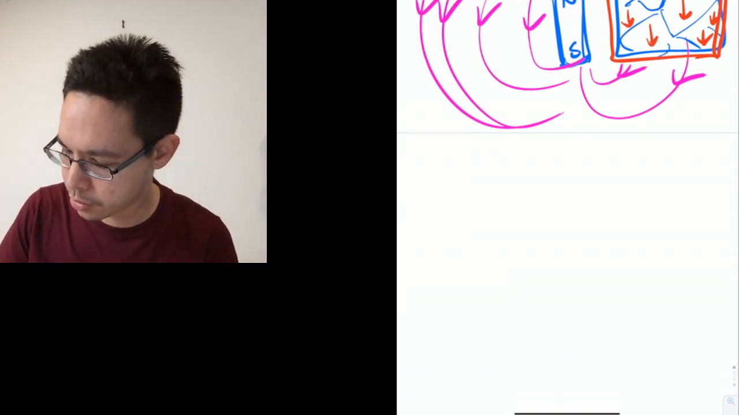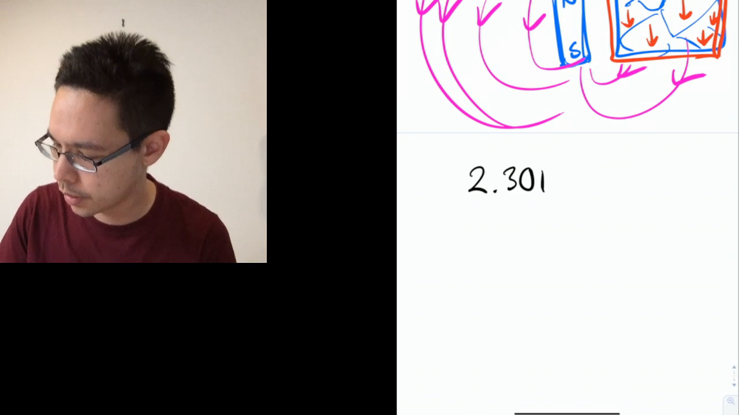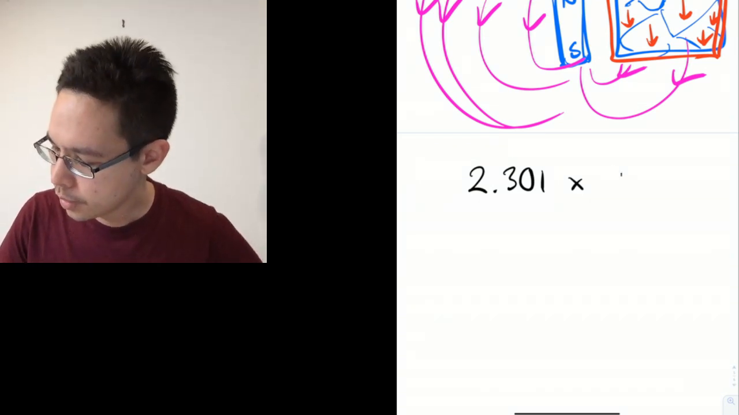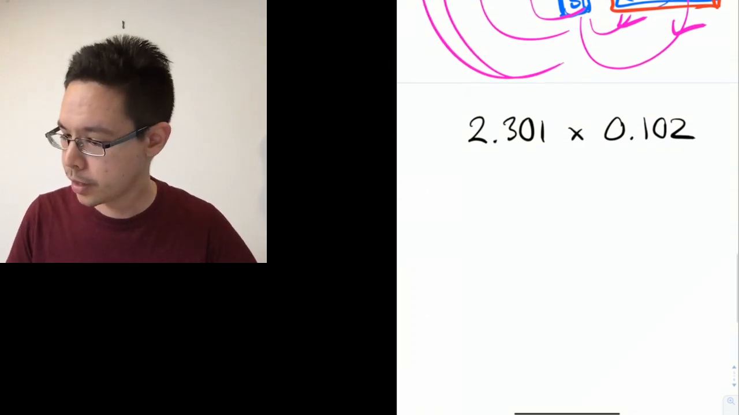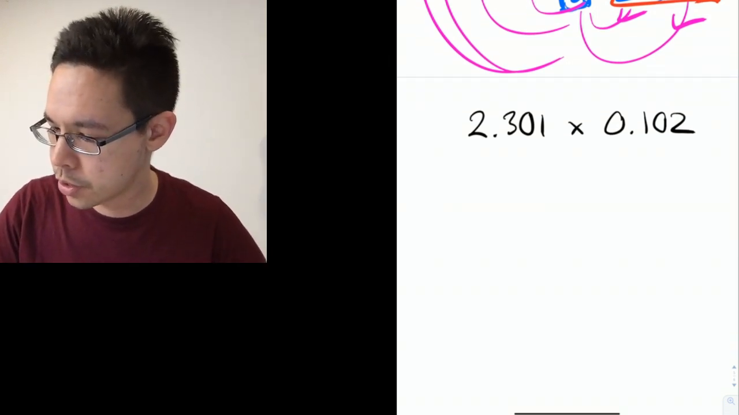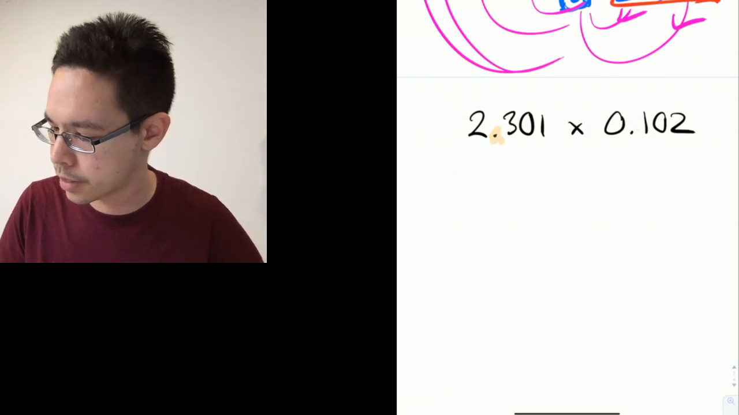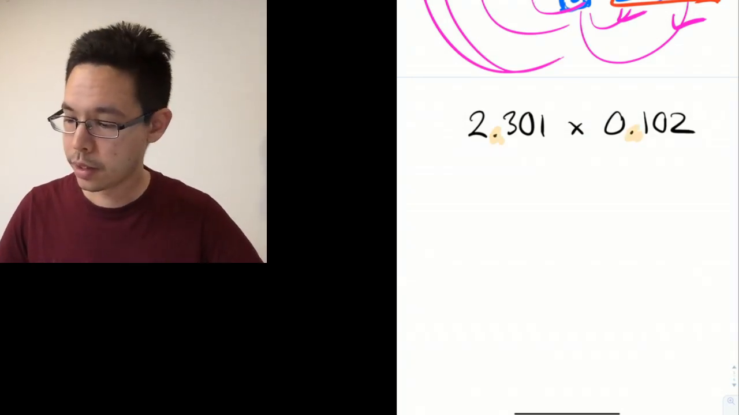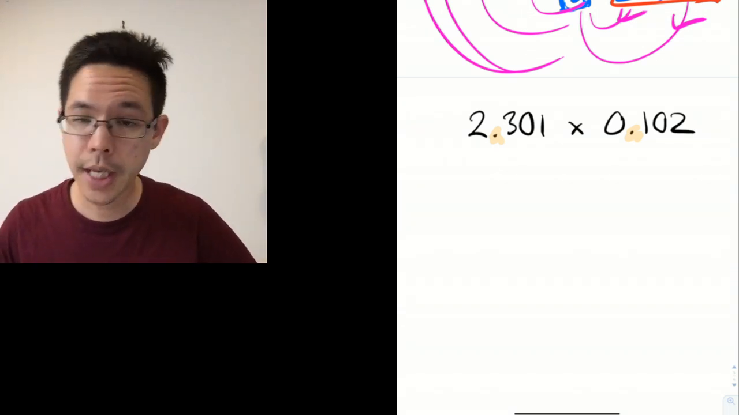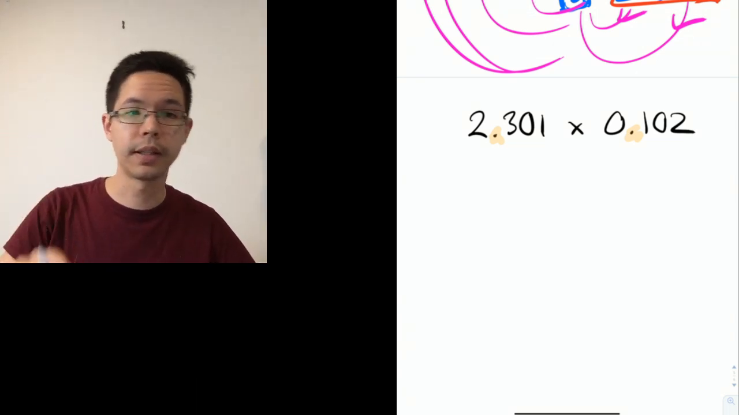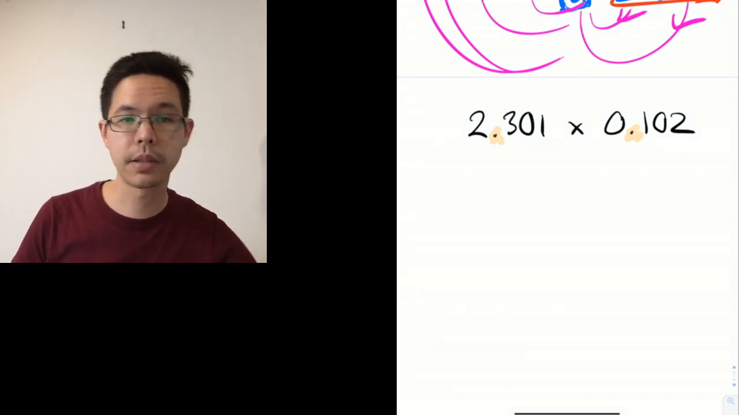Okay, so if I've got 2.301 times 0.102, so here's multiplying decimals. The trick with multiplying decimals is that you just temporarily forget about the decimal place. So just pretend they don't exist, then do a multiplication as you normally would, and then at the very end, you just stick in the number of decimal places that it should have had.